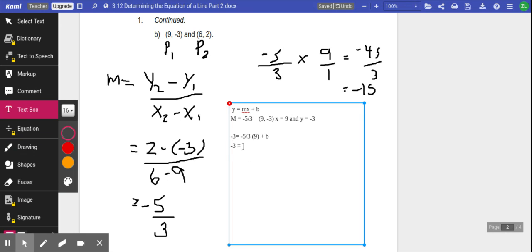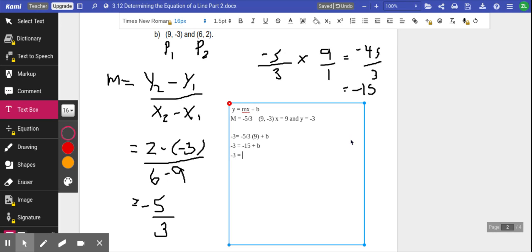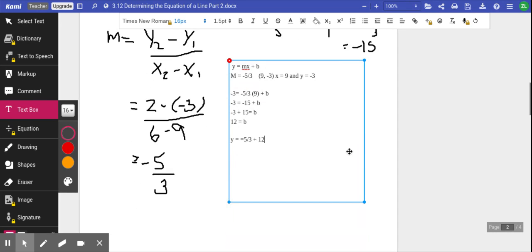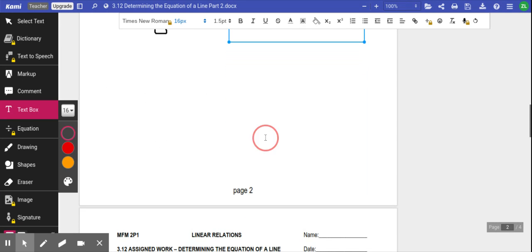Okay. So if we continue on with this, negative 15 plus b. If we're moving that negative 15 to the other side, it becomes positive. So plus 15 equals b. Negative 3 plus 15 equals positive 12. And therefore we can fill in the rest. So y equals negative 5 over 3x plus 12. And that is all.